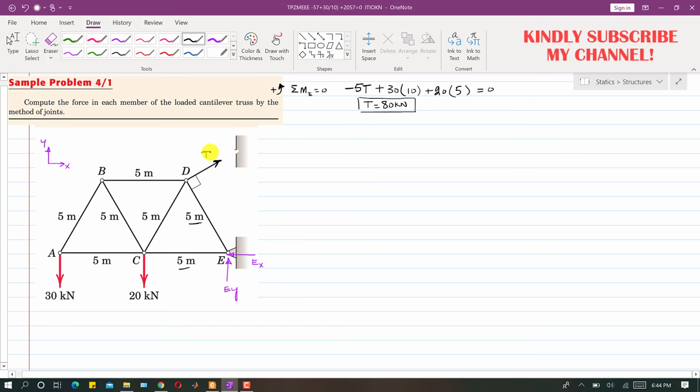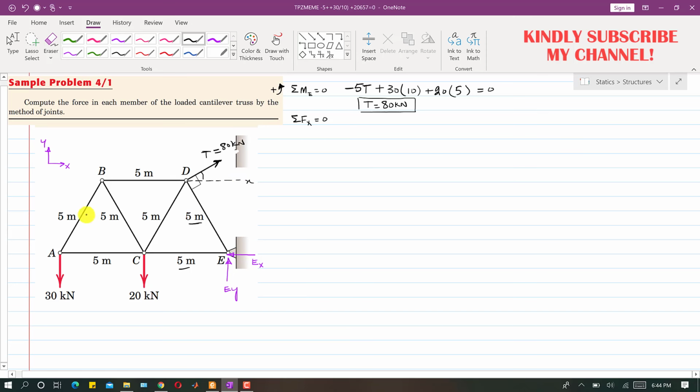So now we know this T is 80 kilonewton, and now we can find Ey and Ex. Before that, if we apply the summation of forces along x equals 0, before applying this equation we have to find the components of T along the x and y axes. Let's say that this is the positive x direction. So we have to find the angle of this T with this x-axis.